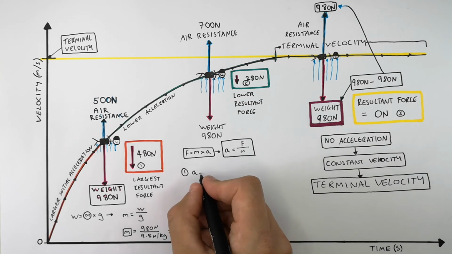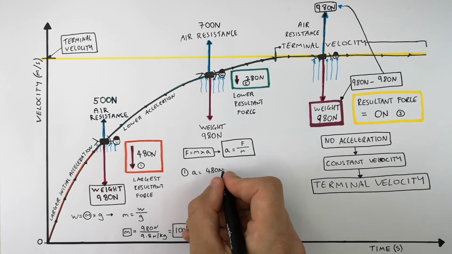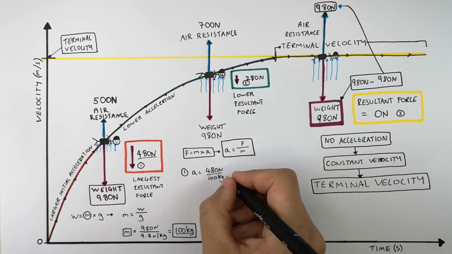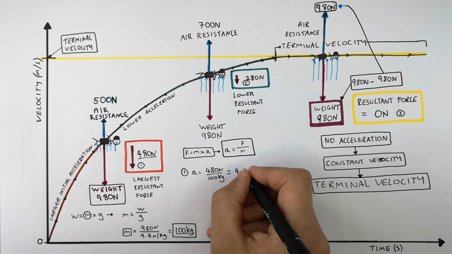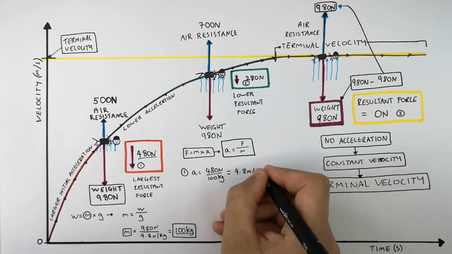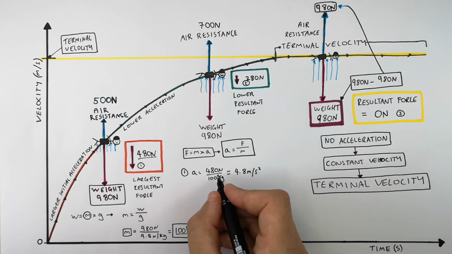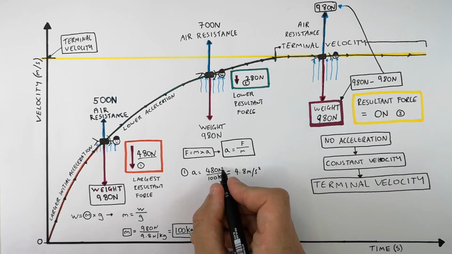So a equals the resultant force, which is 480 newtons, divided by the mass, which is 100 kilograms. That gives you an acceleration of 4.8 meters per second squared. So the skydiver is accelerating at this point with an acceleration of 4.8 meters per second squared.